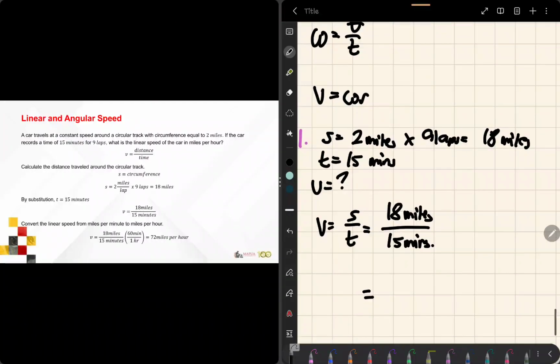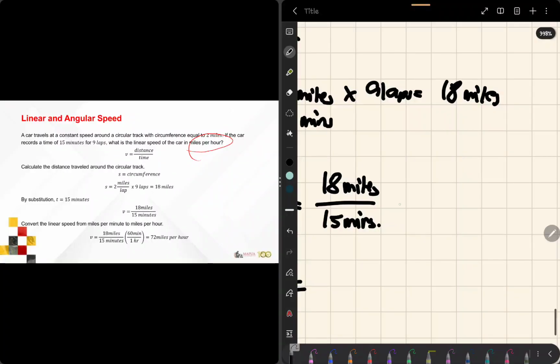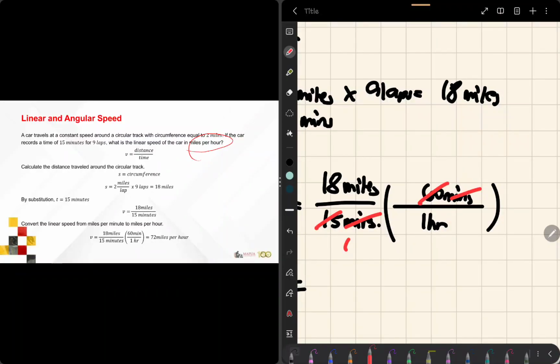We will get 18 by 15, it will be miles per minute, okay? However, it is stated in the problem that it should be in miles per hour. So we convert minutes to hours. So for every 1 hour, we have 60 minutes. So we can cancel out the minutes. So we can also divide this by 15, and this is also divisible by 15.